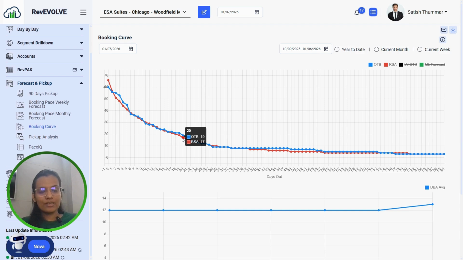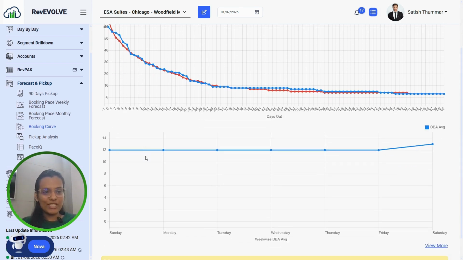You'll see that as we get closer to arrival, we get a good number of bookings. For 5 days before arrival, we see OTB is 45 and RSA is 41. The RSA of 41 is based on the past 90 days of data. So this is how the Booking Curve helps us decide where we stand based on the current scenario.